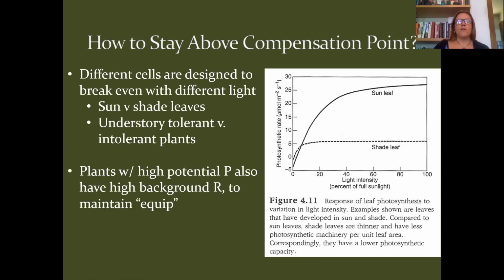So to explain this in a little bit more detail, certain plants may have a very high potential to photosynthesize well, like these sun leaves have the structural capability and the physiological capability to photosynthesize really quickly when they are exposed to lots of light. However, there's a cost to that, and that is these plants then usually have really high background respiration rates to maintain all their quote unquote photosynthetic equipment, or the different kinds of cells and cell structures that allow them to photosynthesize quickly when light is available. So a sun leaf may be able to photosynthesize quickly when there is a lot of light, but then it's probably going to be respiring more quickly as well.